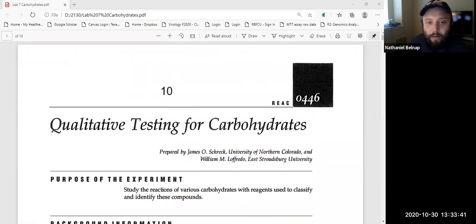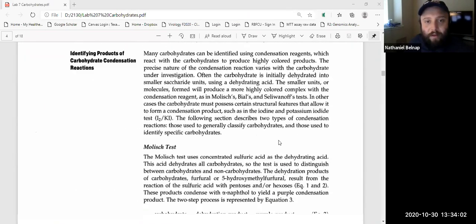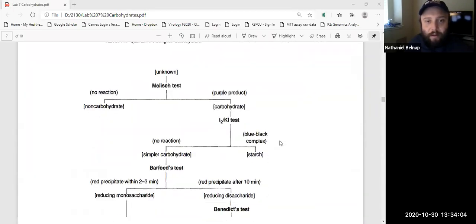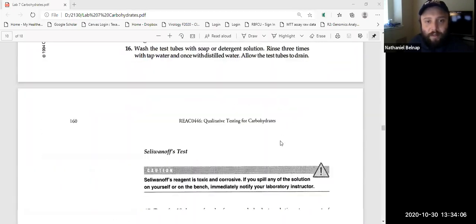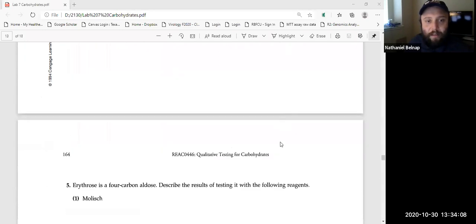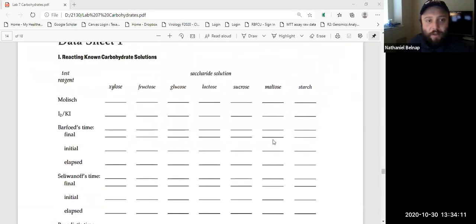So today we are testing for different types of carbohydrates and trying to classify them. He sent out an email with some information. There should be a sheet that he gave you, unless he emailed it to you, but there should be a sheet. This one.